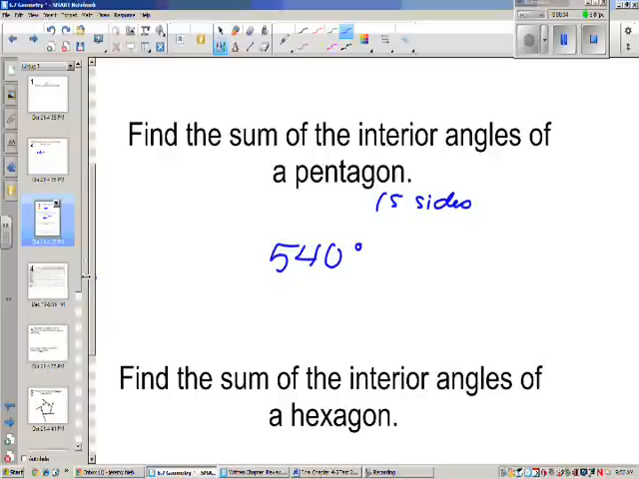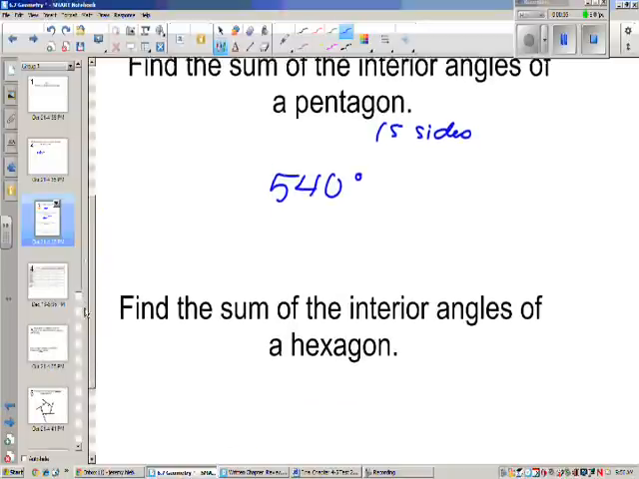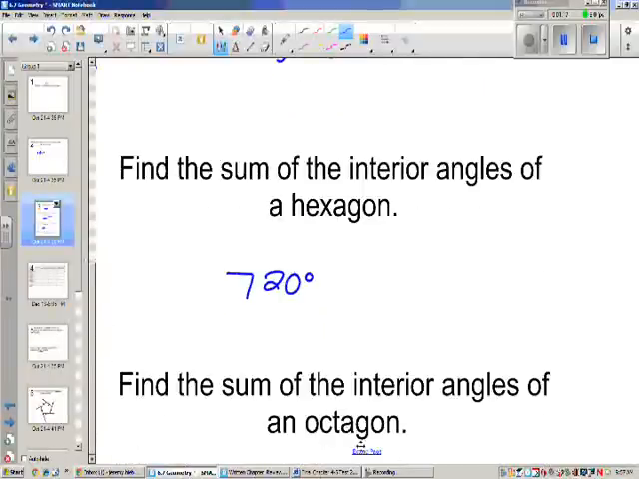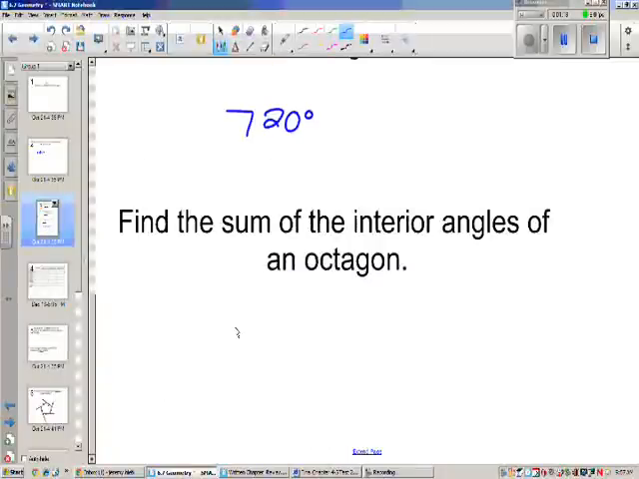All right, I hope you thought that a hexagon has 540 plus another 180, which will be 720. And an octagon has 8 sides, so we have to add 180 plus another 180 to it. We get 1080 for our octagon. So an octagon has 1080 degrees.